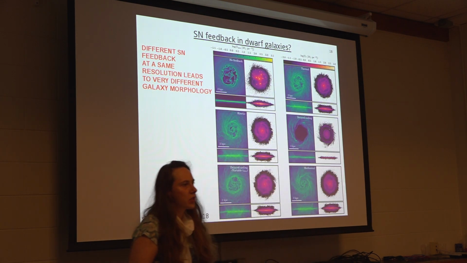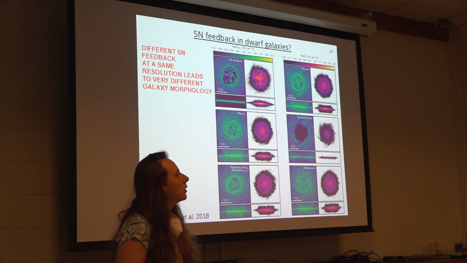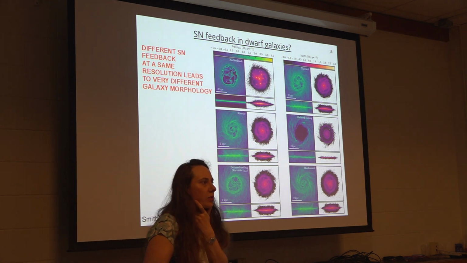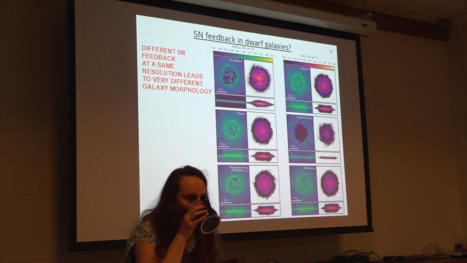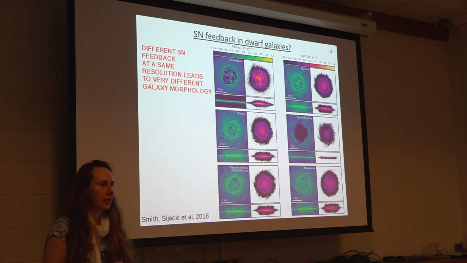So let me now switch gears completely. What am I doing with time? 20 minutes. Okay. So I want to tell you now about a different physics, away from supermassive black holes for a moment. I want to tell you a little bit about the supernova feedback in dwarf galaxies.